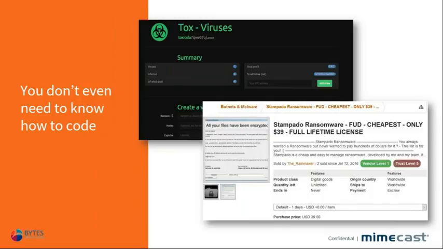Stampado is a little bit of a problematic type of malware because it randomly deletes files every few hours if you don't pay the ransom. $39 for the full lifetime license. People are making money by selling ransomware, not executing. Executing is a second piece of the puzzle. People are making money by executing.